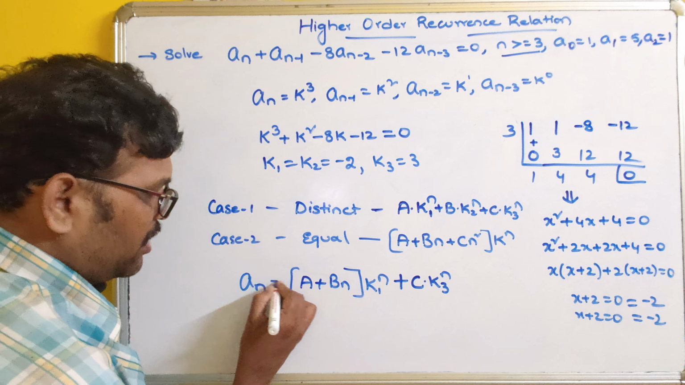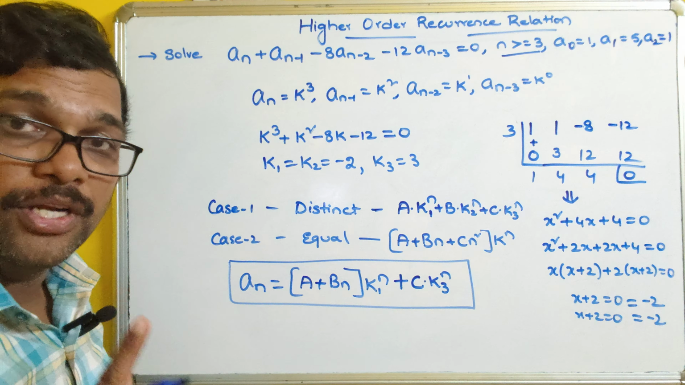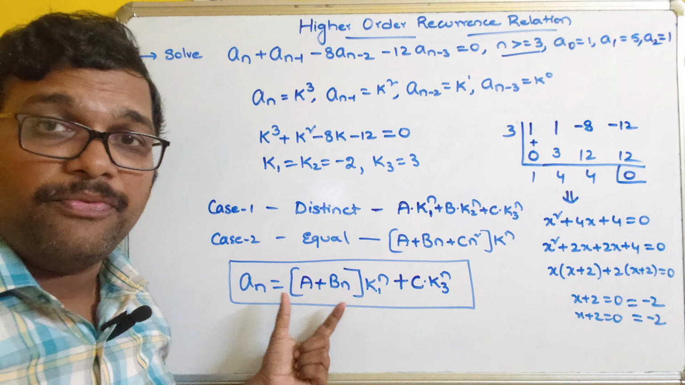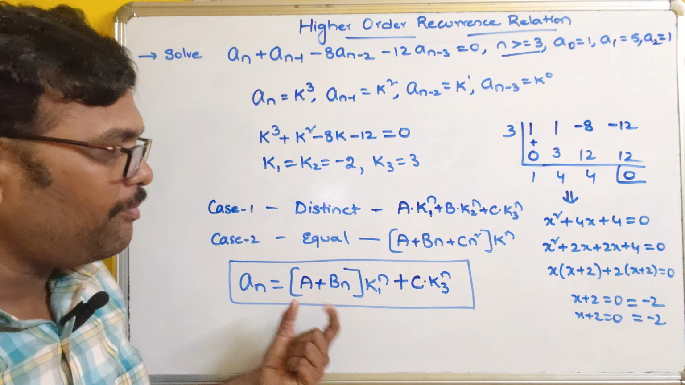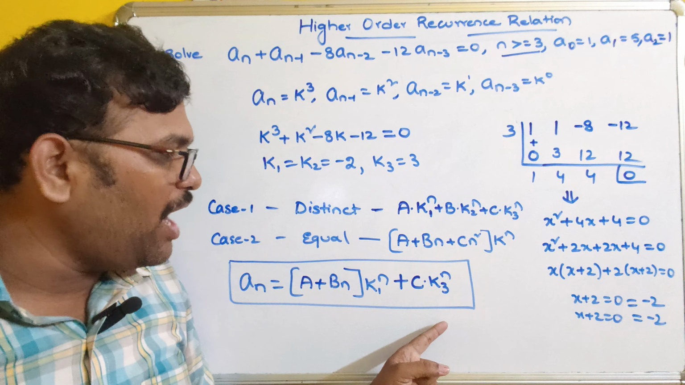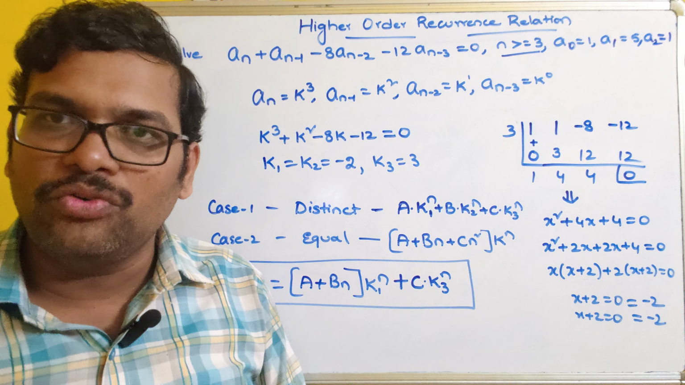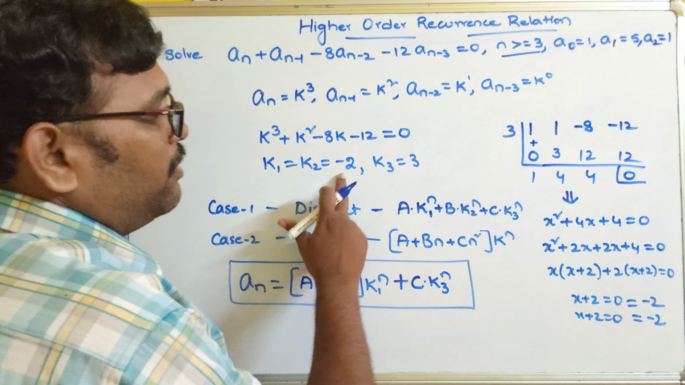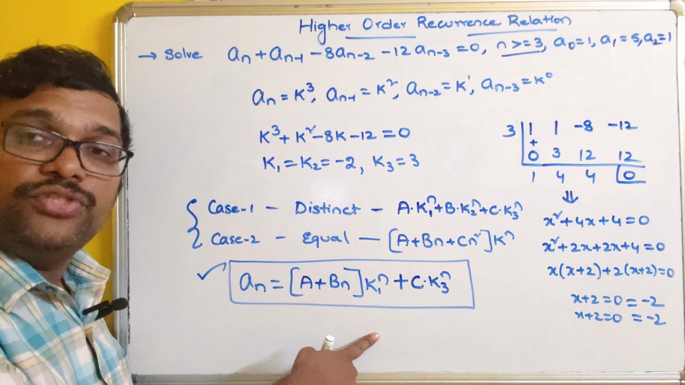Now this is the general solution we need to find for the given recurrence relation. Hope you understood. This is a case we will get in higher order recurrence relations. Such things we will not get in second order or first order, so we'll face this kind of problem in higher order recurrence relations. Based upon the roots, we have to define the general solution formula. Once again, here two roots are equal and one root is different, so we are combining these two cases and defining the general solution.